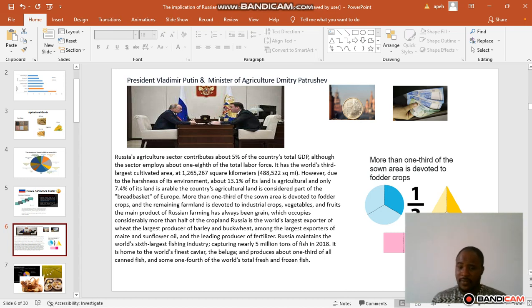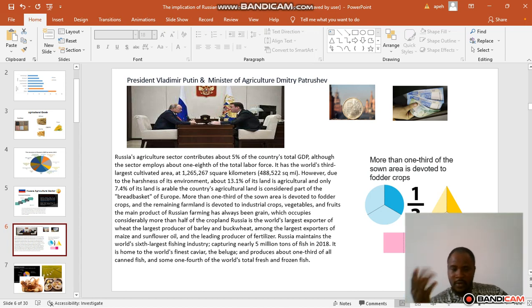However, due to the harshness of its environment, about 13.1% of its land is agricultural, and only 7.4% of its land is arable. The country's agricultural land is considered part of the breadbasket of Europe. More than 1/3 of the sown area is devoted to food crops, and the remaining farmland is devoted to industrial crops, vegetables, and fruit. The main product of Russian farming has always been grain, which occupies considerably more than half of the cropland.